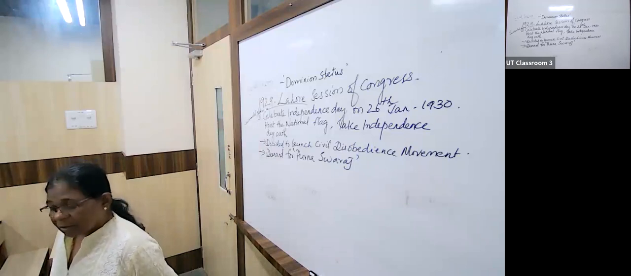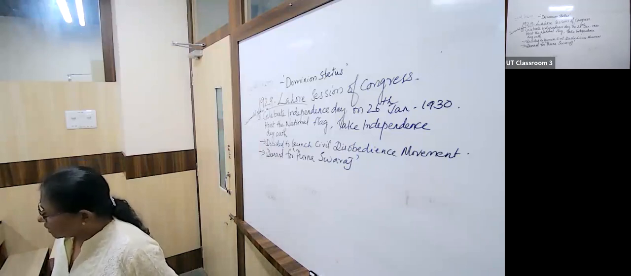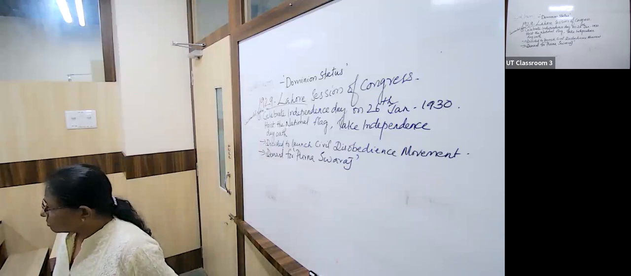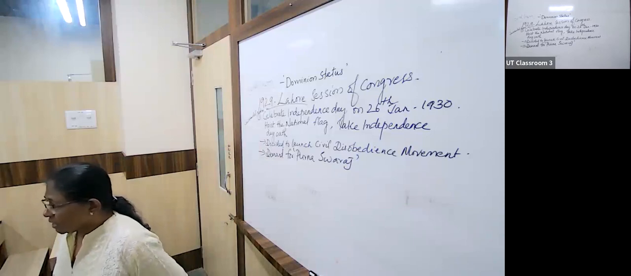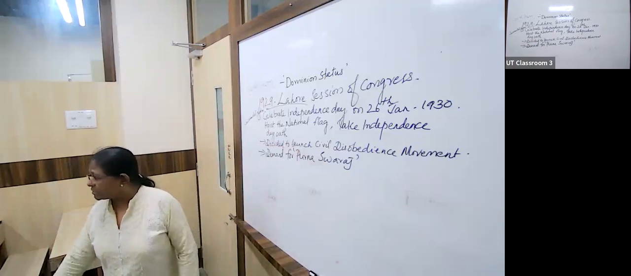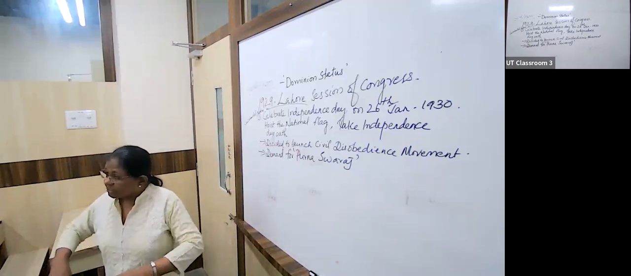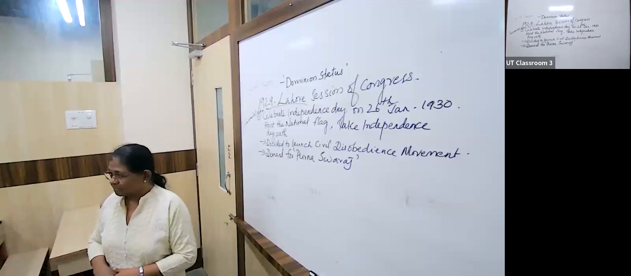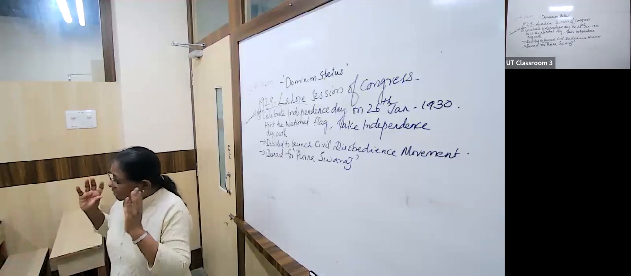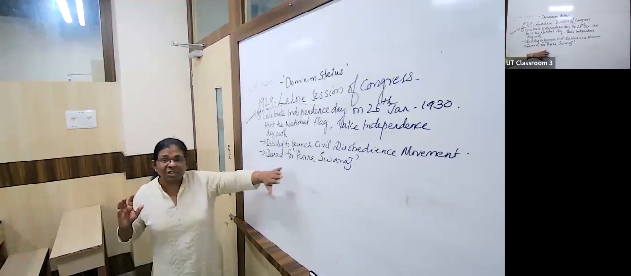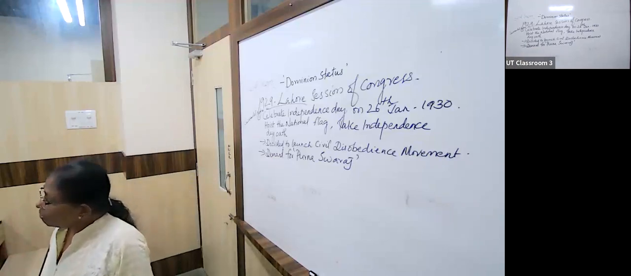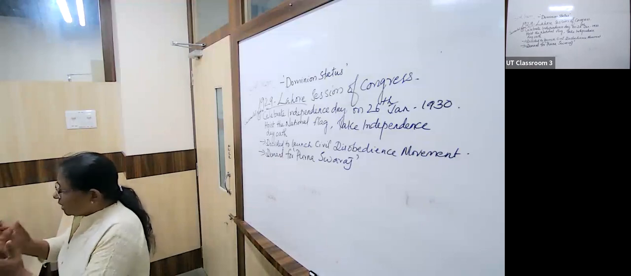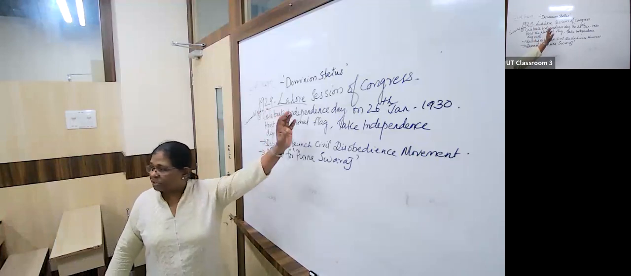So earlier, the non-cooperation movement was done. Now that the non-cooperation movement was called off without achieving its aim, we will launch a new movement called civil disobedience. Civil disobedience means breaking the laws, violating the laws, disobeying the laws. That is what civil disobedience is. Now, henceforth, we will demand Purna Swaraj or complete independence. These were the main decisions of the Lahore session of Congress.